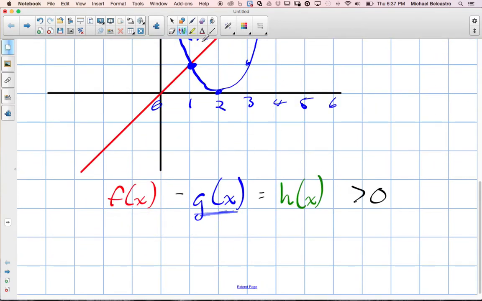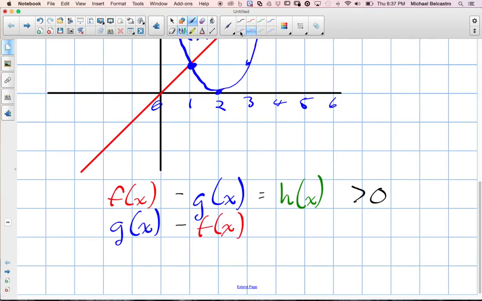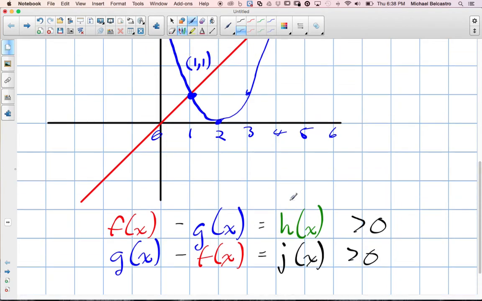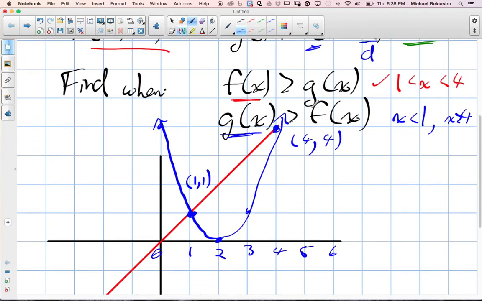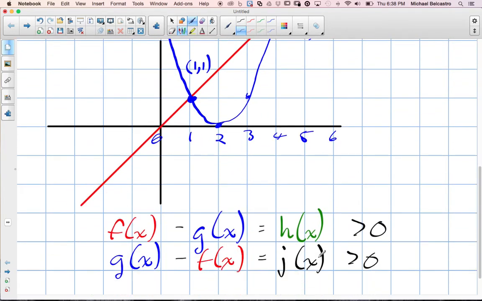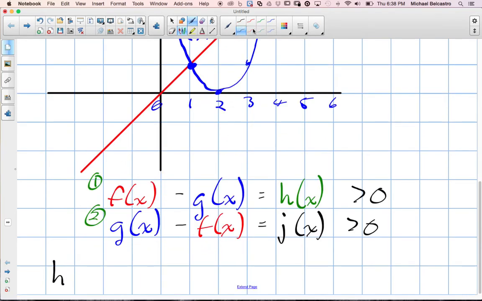If we did the opposite, and we solved g at x minus f at x, we'll call our new function j at x. Whenever that's greater than 0, that would give the other case: whenever it's positive, we know that g at x is greater than f at x. So which of these would you like to choose? Number 1 or number 2? Number 1. Okay, so let's take number 1. I'll call it our new function h at x here.